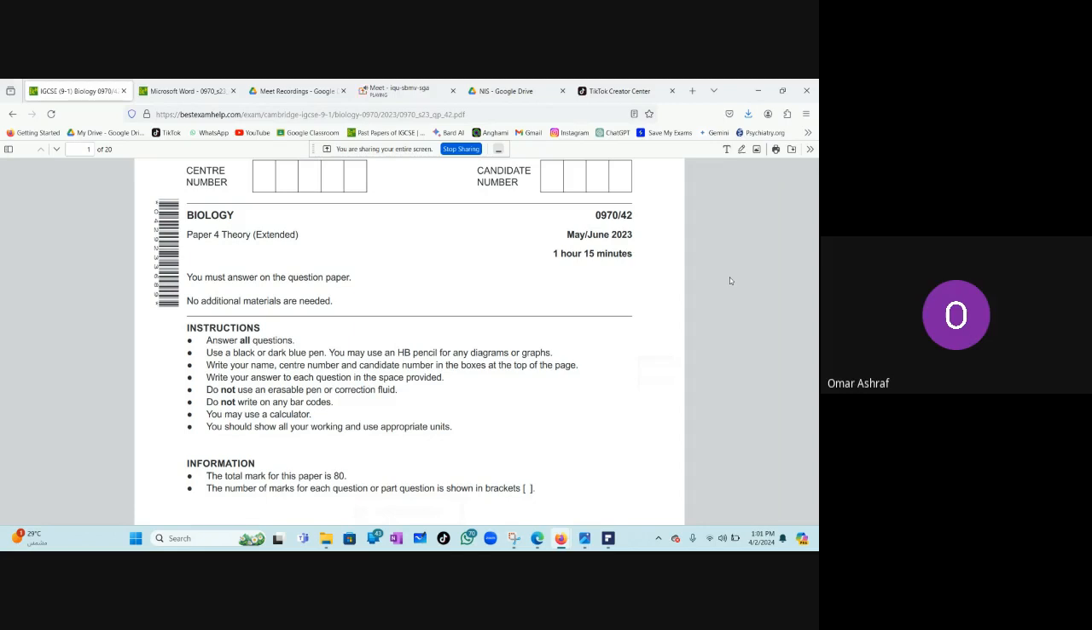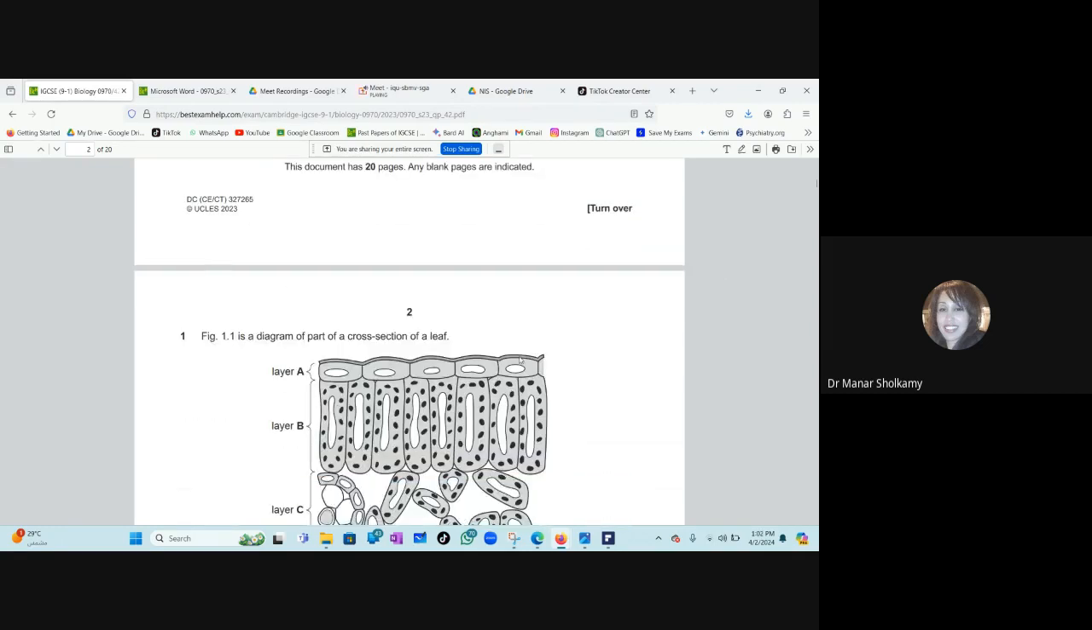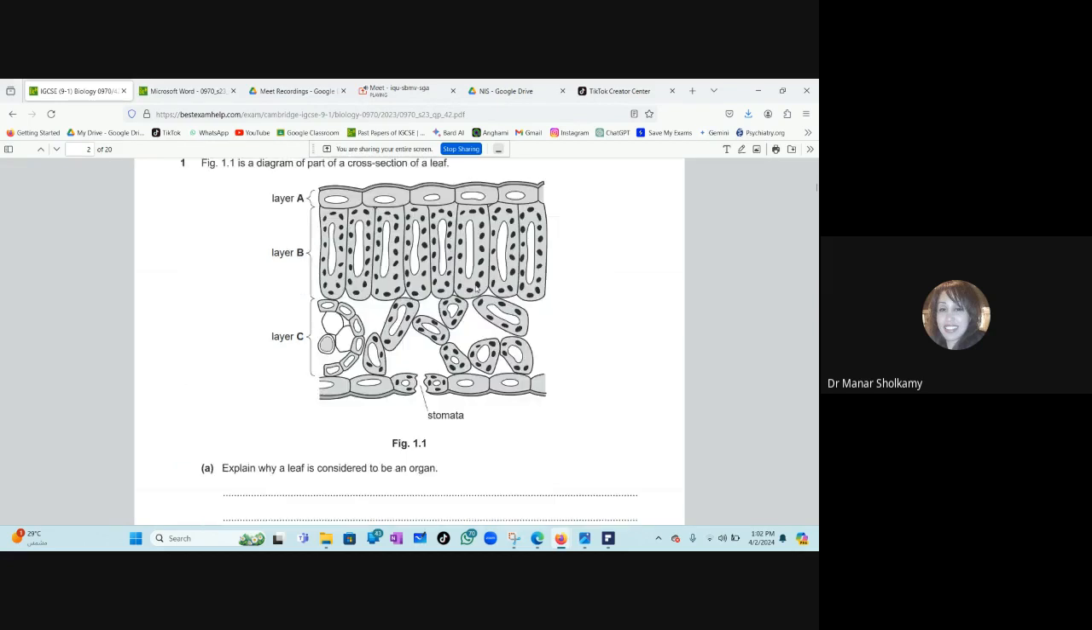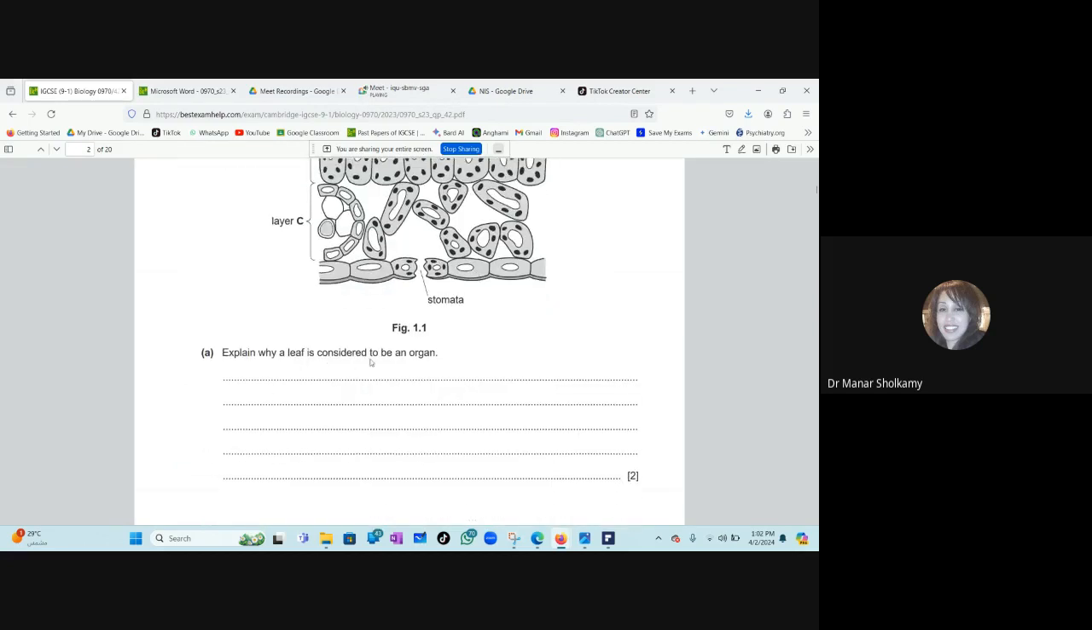Yes, yes. We will solve June 2023, paper 42. We're still in 2023 versions. Okay, let's start immediately. Figure 1.1 is the diagram of part of a cross section of a leaf. Explain why a leaf is considered to be an organ. Why is it considered to be an organ?